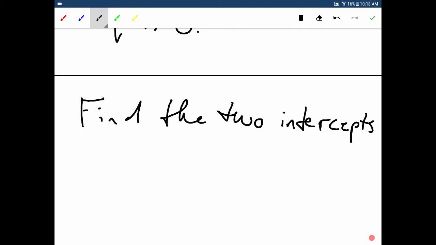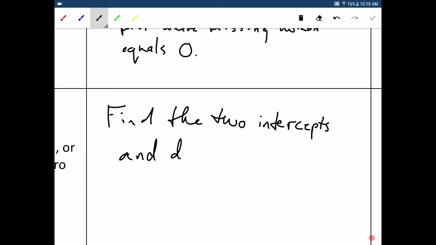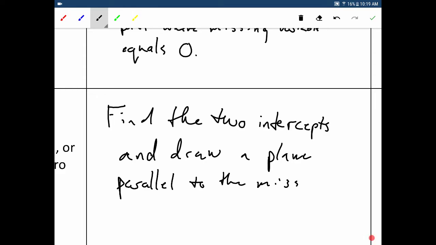Okay. And draw a parallel... or what happened? Why isn't it working? There we go. And draw a plane parallel to the missing variable axis. Parallel to the missing variable axis. Okay.